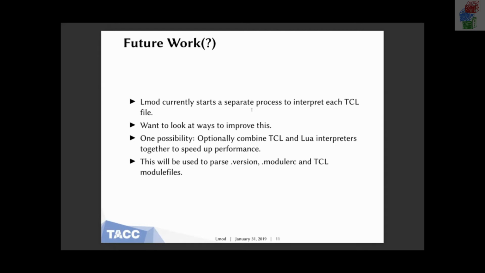One possibility is to optionally combine the TCL and Lua interpreters together into one package to speed up performance, and this would be used to parse the .version, .modulerc, and TCL module files. I've only thought about this. I don't know how possible it is and whether it speeds things up at all, but it's an idea I'm looking at. I'm hoping that it will speed up the sites that have lots and lots of .version files.